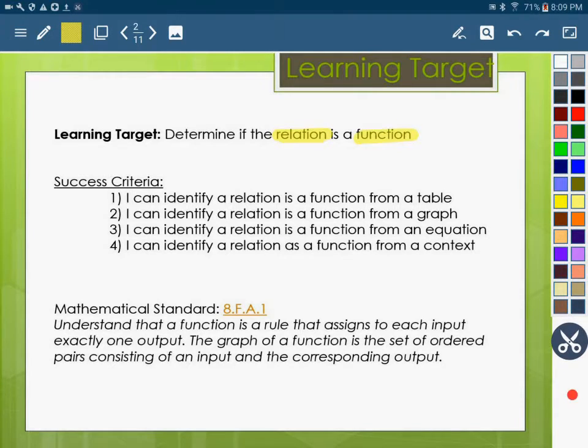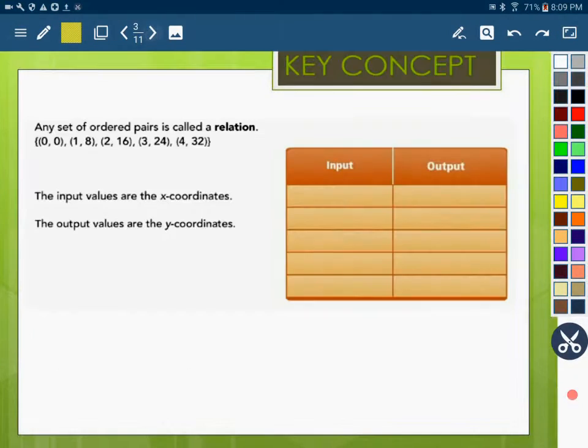Okay, and if you notice in our success criteria, I see the word relation written in every single one of them. I can identify a relation as a function from, and then we're going to be able to do that from a table, a graph, an equation, or a context. So first, let's define what a relation is.